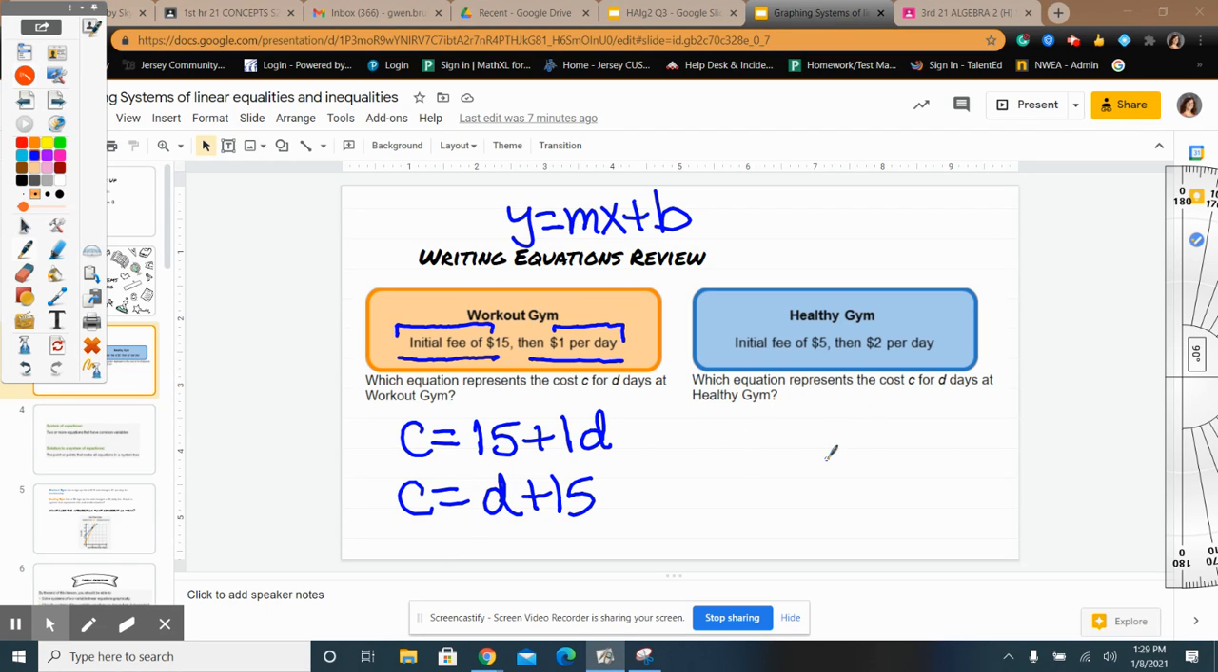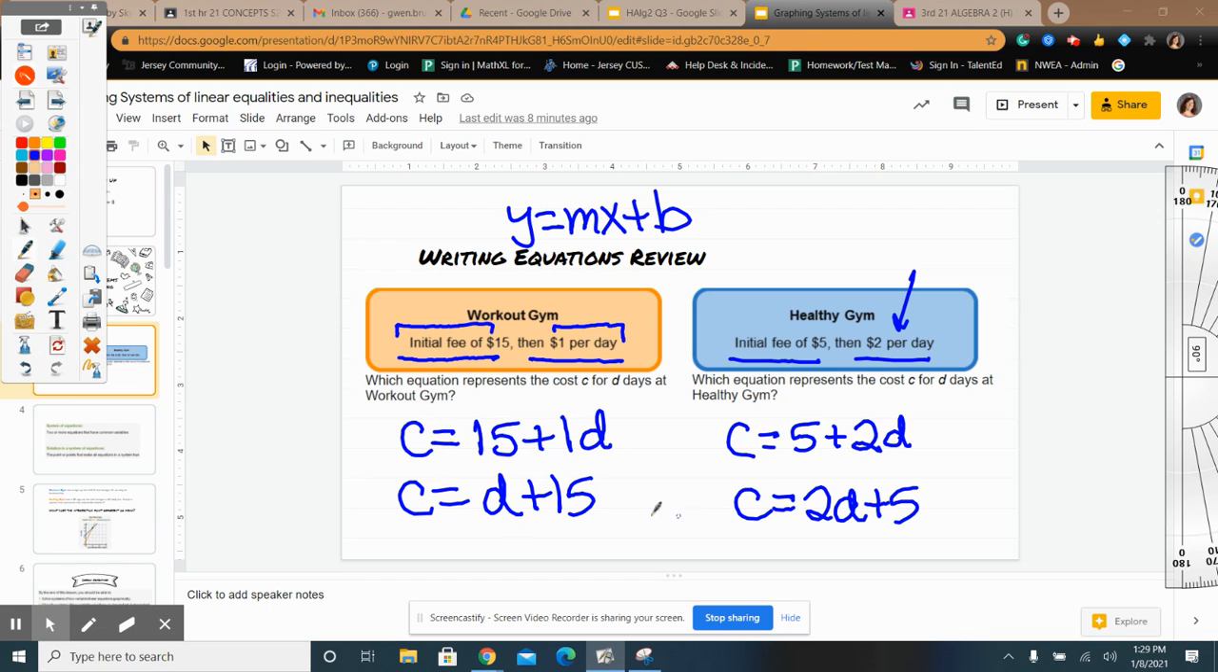On this healthy gym here, the initial fee is less, but the daily fee is more. So what would it be? Well, the rate of change, the slope, will be 2 per day. That "per" is a big indicator of a rate of change or a slope. So the cost here is going to be $5 plus $2 each day. So if it was 1 day, it was 2. If it's 2 days, 4, and so on. You could rearrange it, like I said, to be 2d plus 5. And that's how we write equations.